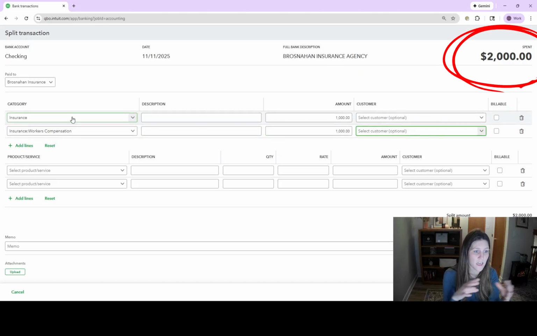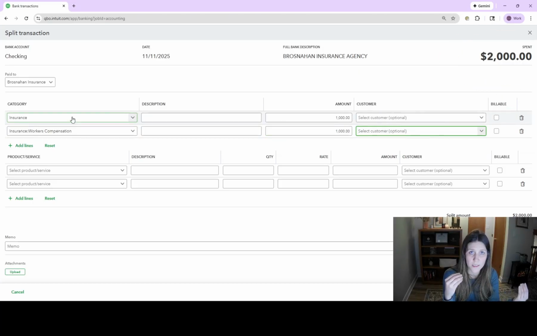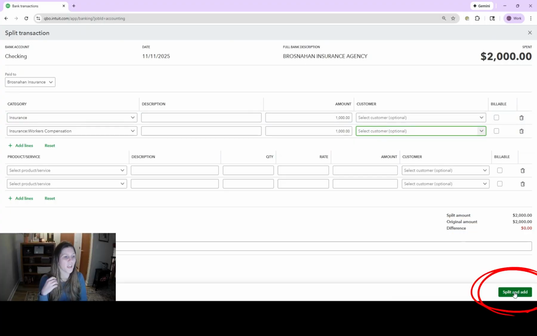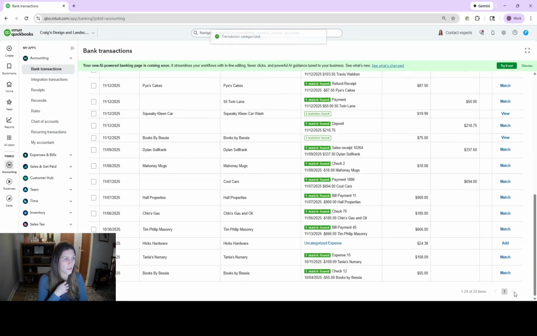This is the same exact method you're going to use if you have a payroll transaction that comes through that you need to split. If you have a mixed receipt that comes through and maybe half of it was for job supplies and half of it was for office supplies, in that type of situation, you'll do the same exact thing. Then we can hit split and add in the lower right-hand corner. As you can see, this transaction has been categorized.